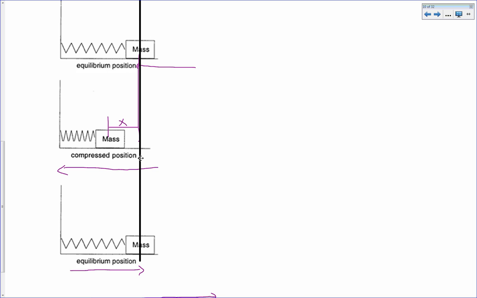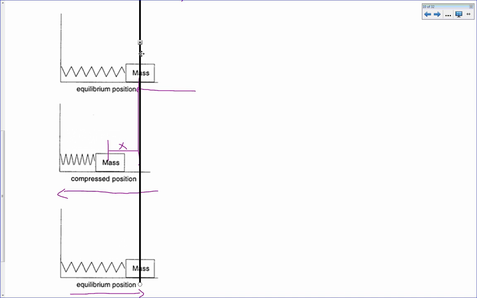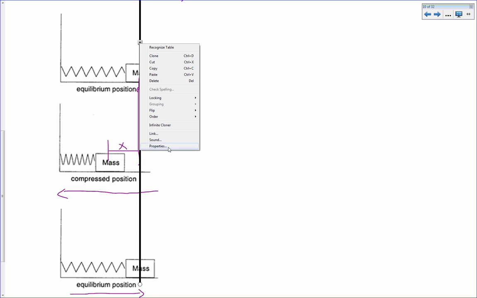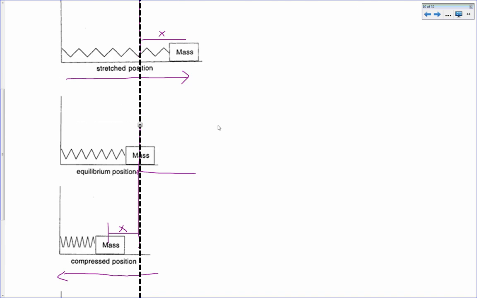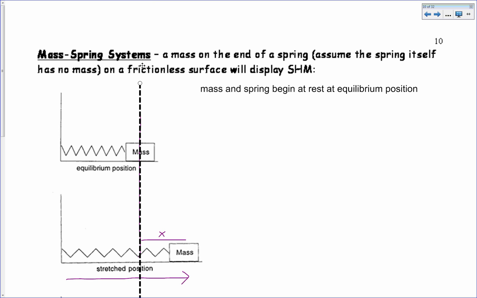And I want to change that to be dashed, just to make it a little easier. Okay, so there's the line going down at the equilibrium position. Whenever I talk about equilibrium position, it's when it either starts on that line or passes through that line, going to the left or going to the right. So the mass and the spring begin at the equilibrium position.